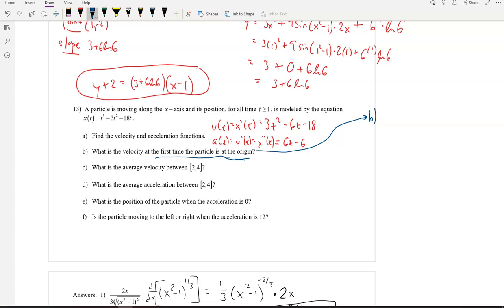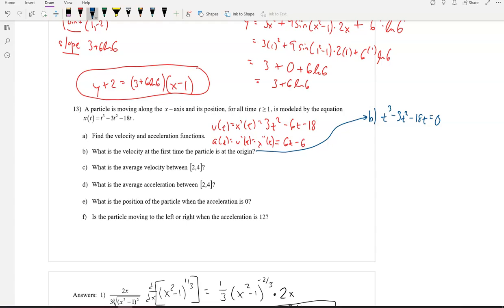Right, and so again, we're talking about the x-axis, right? So the x coordinate at the origin is 0. So we're just going to literally set the position equal to 0 here, okay? So that's our first step, setting that position equal to 0. So t cubed minus 3t squared minus 18t equals 0.